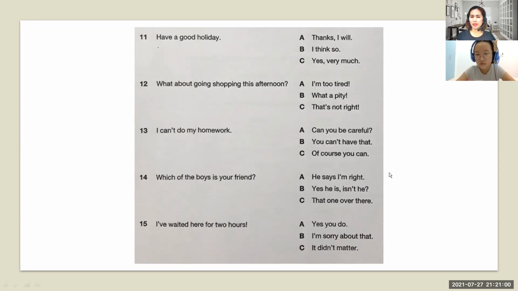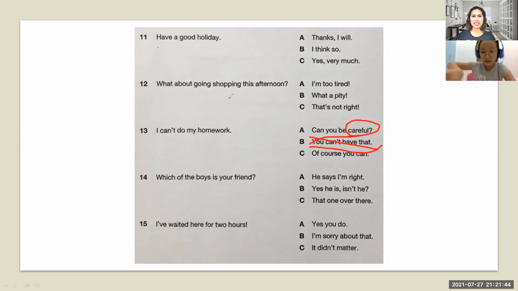I can't do my homework. Look at B. Am I asking you to give me something? No. So you can't have that, because I'm not asking about anything. And am I doing something dangerous? No. Should I be careful? Not either. How about C?